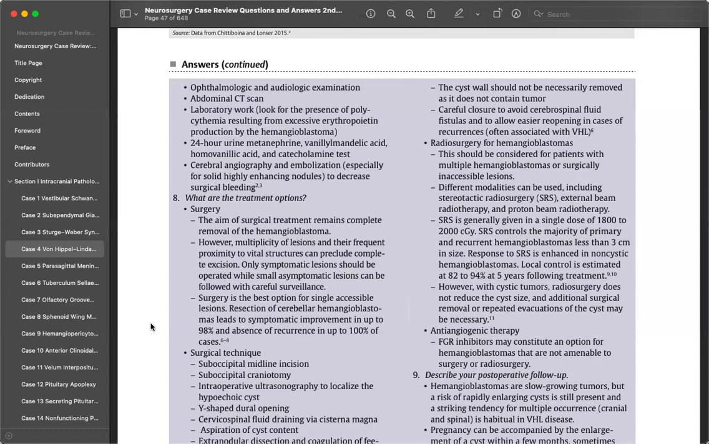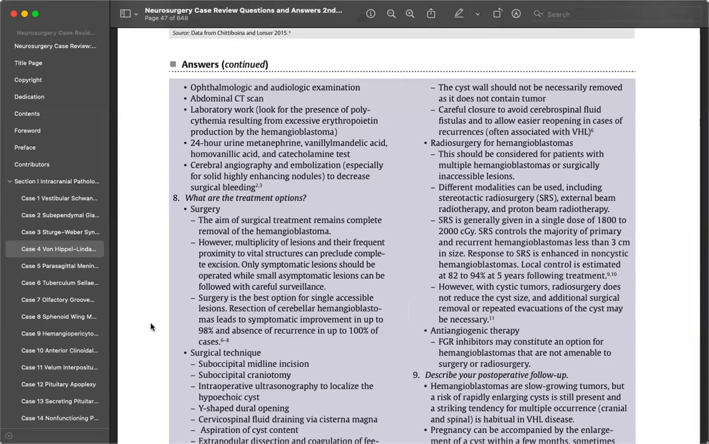Response to SRS is enhanced in non-cystic hemangioblastomas, and local control is estimated at 82 to 94% at 5 years following treatment. However, in cystic tumors, radiosurgery does not reduce the cyst size, and additional removal or repeated evacuations of the cyst may be necessary. One may give antiangiogenic medications like fibroblast growth factor receptor inhibitors, which may constitute an option for hemangioblastomas that are not amenable to surgery or radiosurgery.